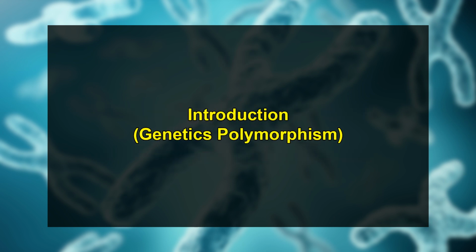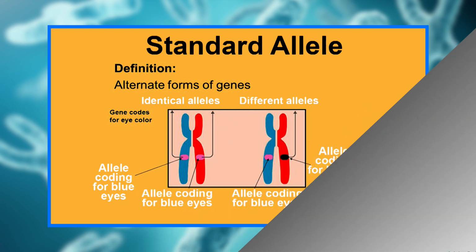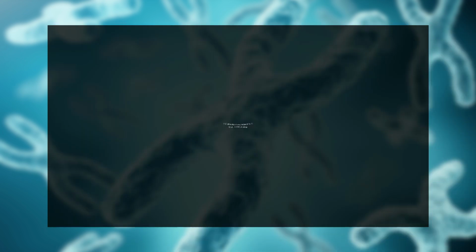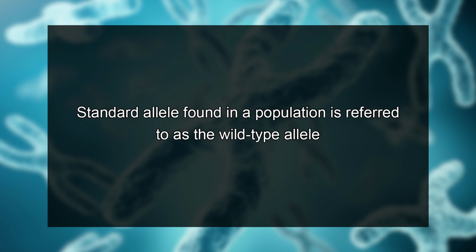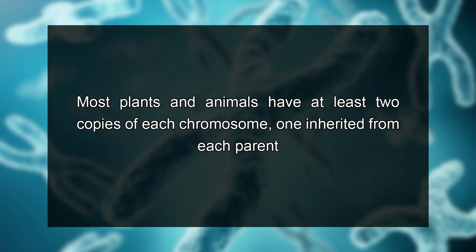Dear students, let us first start with the introduction to genetic polymorphism. Genes are located on chromosomes and different versions of a gene are called alleles. The standard allele found in a population is referred to as the wild type allele. Most plants and animals have at least 2 copies of each chromosome, one inherited from each parent, that is one from male and one from female.